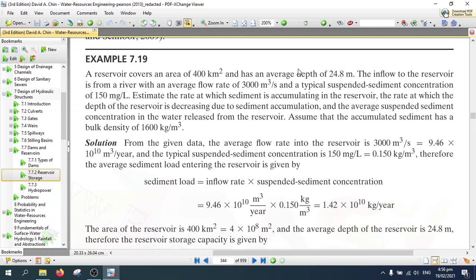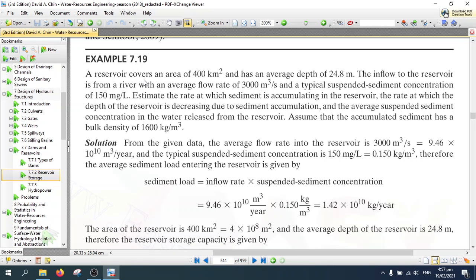You have a reservoir, and it also has an average depth of 24.8 meters. So from there, you can easily calculate the volume of your reservoir from these parameters. Another given is the water inflow to the reservoir from your river or from your watershed, and the average flow rate is 3,000 cubic meters per second.